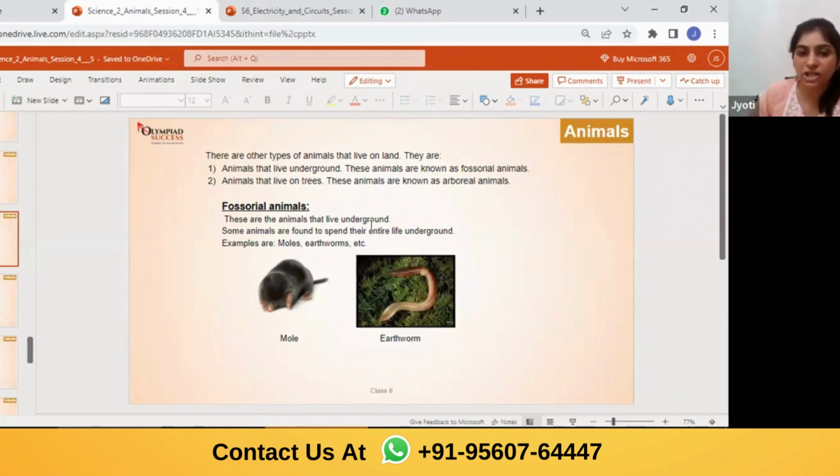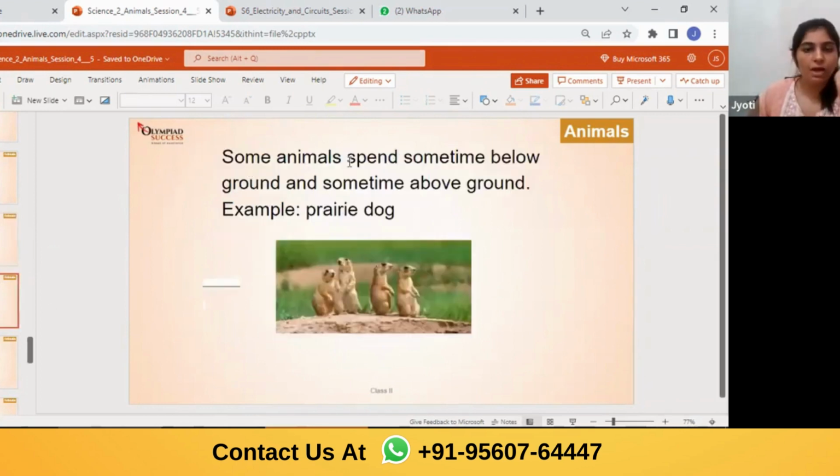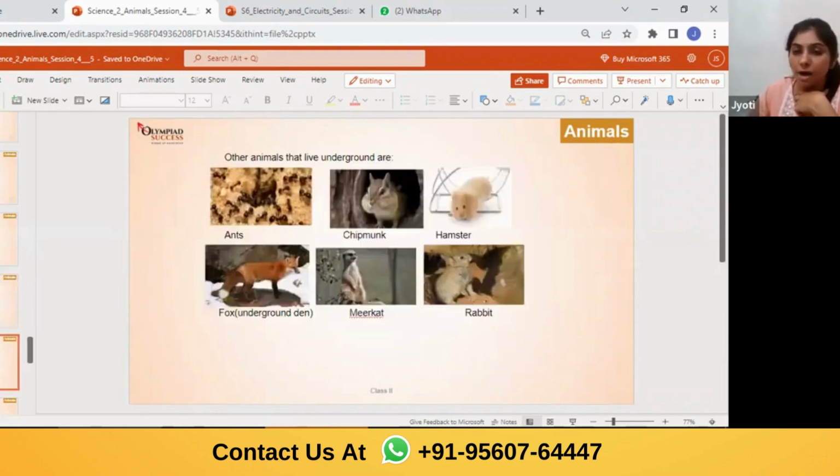So these are the animals which live underground. Some animals spend their entire life underground only. They make burrows or live underground, not making burrows, but still living underground. That is earthworm, which is found under the soil always. Some animals spend some time below the ground and some time above the ground. For example, this prairie dog. Their height is small. They spend some time under the soil and some time above it. These are all the examples of the animals that live underground.